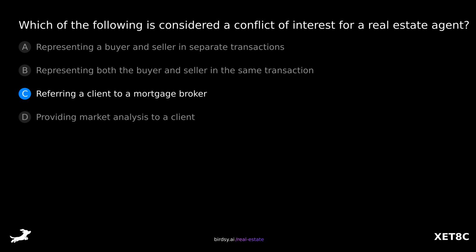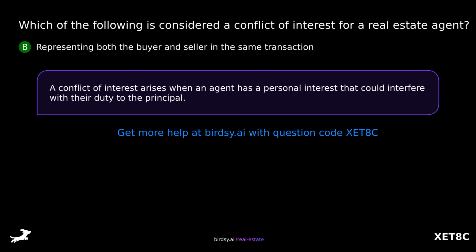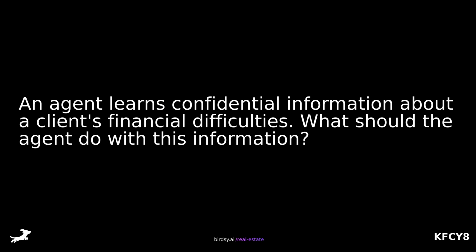C. Referring a client to a mortgage broker? Or D. Providing market analysis to a client? The answer is B. Representing both the buyer and seller in the same transaction. A conflict of interest arises when an agent has a personal interest that could interfere with their duty to the principal. An agent learns confidential information about a client's financial difficulties. What should the agent do with this information?